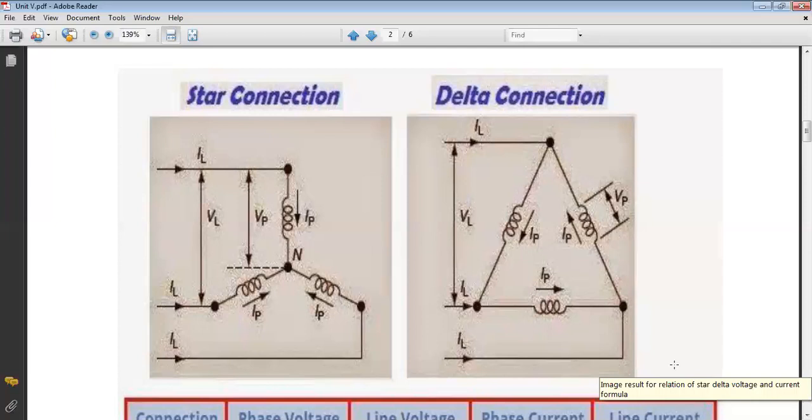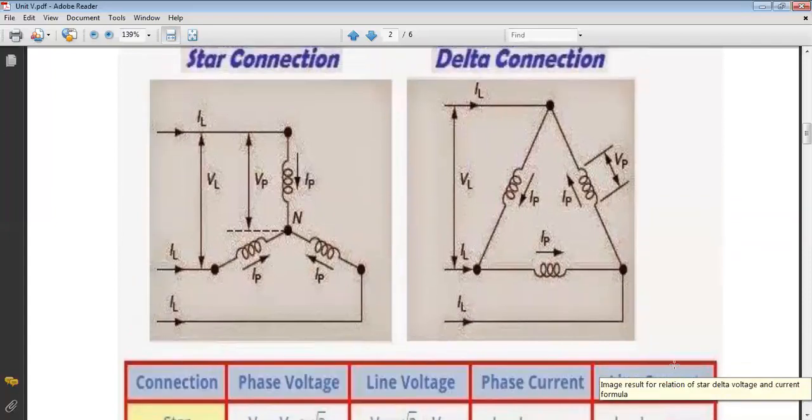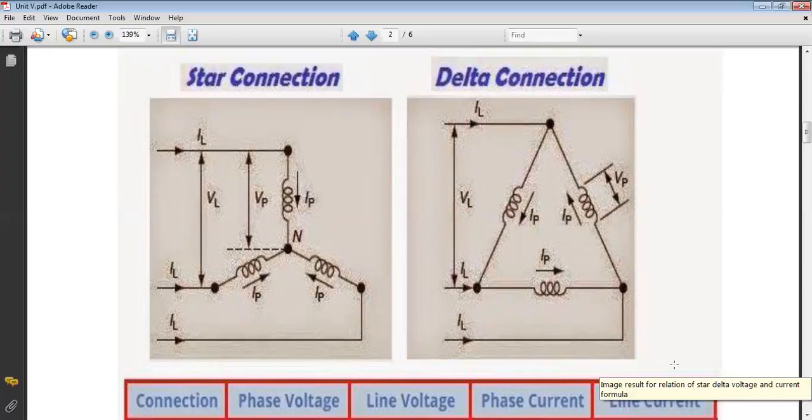Okay. Now we will discuss the star and delta connection in detail in the next video.